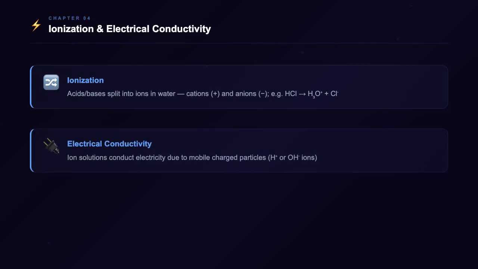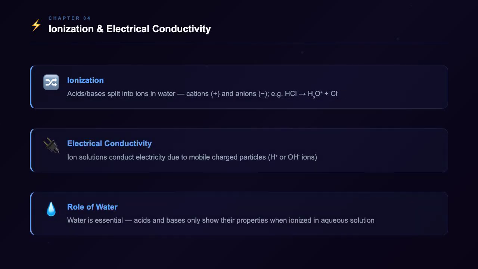Acids and bases dissolve in water and split into charged particles called ions. Cations have a positive charge, while anions have a negative charge. For example, hydrochloric acid forms hydronium and chloride ions in water. Bases like sodium hydroxide release sodium cations and hydroxide anions. Acid and base solutions can conduct electricity due to the presence of mobile charged particles, typically hydrogen or hydroxide ions. Water is essential for this process, as acids and bases only show their properties when ionized in aqueous solution.